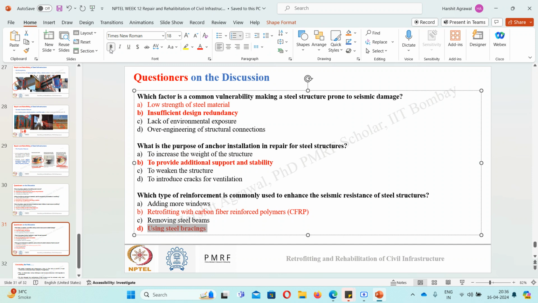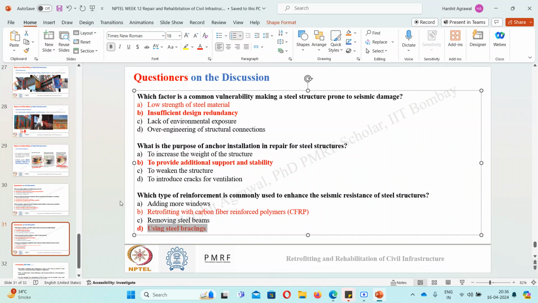The use of steel bracing will enhance the stiffness of my building and it will decrease the lateral drift in the building, like we saw in the earlier discussion today itself, where due to the addition of bracing, the deflection was getting controlled. CFRP can be used, but it is more related to the strengthening part, not to enhancing seismic retrofitting. So for seismic retrofitting, the commonly used technique is steel bracing.